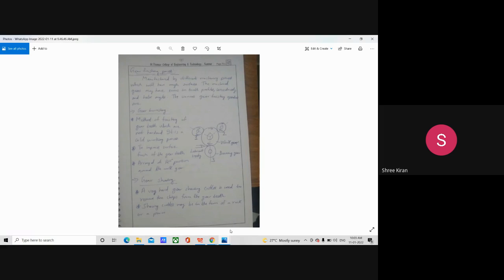So here we have the gear finishing process, where products are manufactured with the help of a manufacturing process, and gear burnishing. Then we have the gear shaving process. A very hard gear shaving cutter is used to remove chips from the gear teeth. The shaving cutter may be formed as a rack or a pinion mechanism.